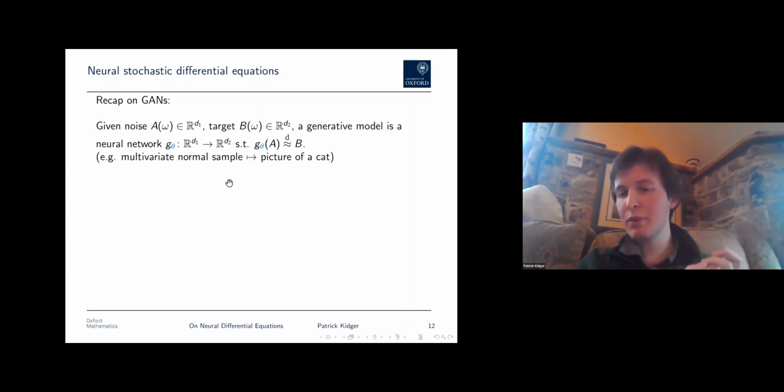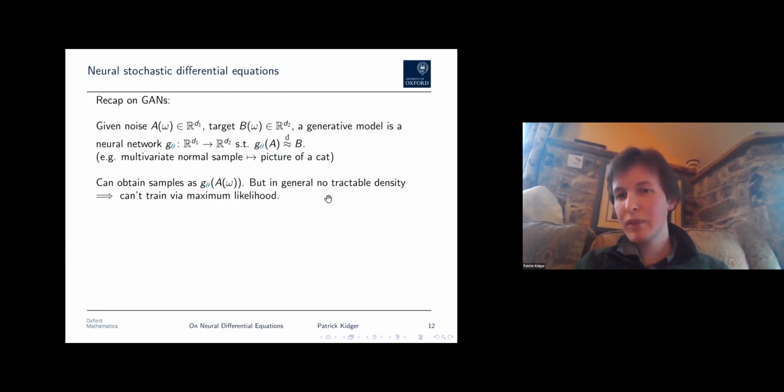I ask my computer for a normal random variable, I push it through a bunch of neural network stuff, and I obtain hopefully a picture of a cat. And in distribution, I want my model to look like the distribution of all cats that I've seen during training. So we can obtain samples from this in the way I've just told you. We just sample a normal random variable and push it through the neural network. But in general with GANs, you don't have a density function, so you can't train by maximum likelihood.